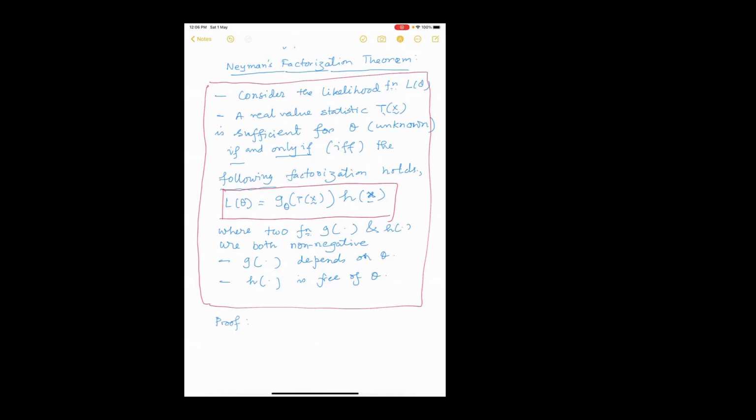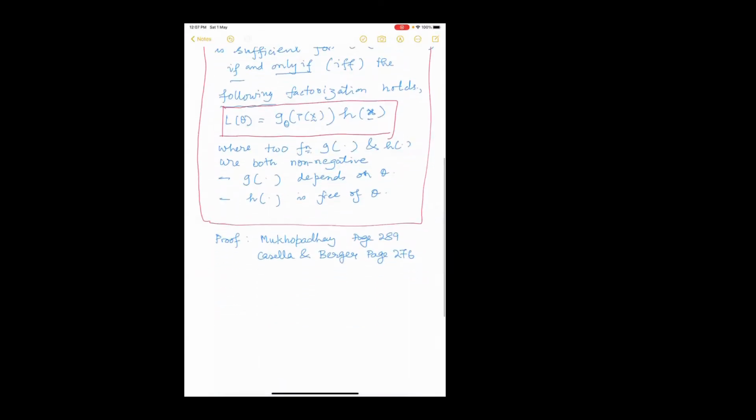So you can find the proof in two books. One in Mukhopadhyay's book, page 289, and in Casella and Berger, it is there in, let me see which page it is, 276. Page 276. Thanks, Orpon. So I'm not going into the proof.